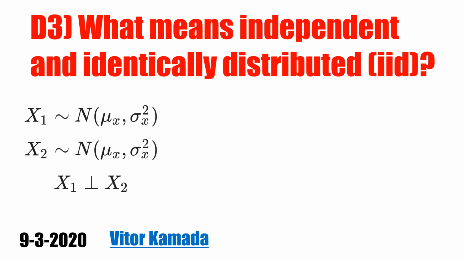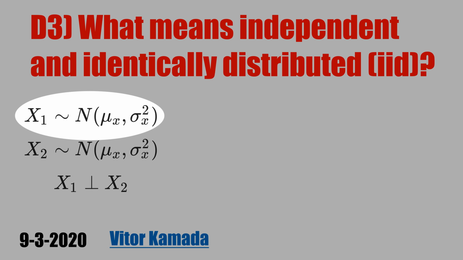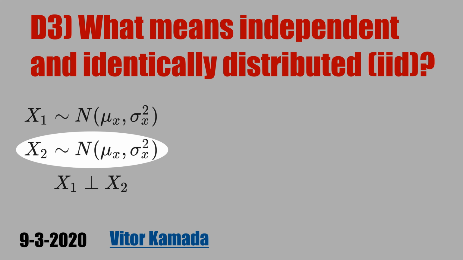What does independent and identically distributed, IID, mean? Let's assume that you have a random variable x1 that follows a normal distribution with mean μx and variance sigma square x. Let's assume another random variable x2, and x2 follows the normal distribution with mean μx and variance sigma square x. Therefore, both random variables have the same distribution.